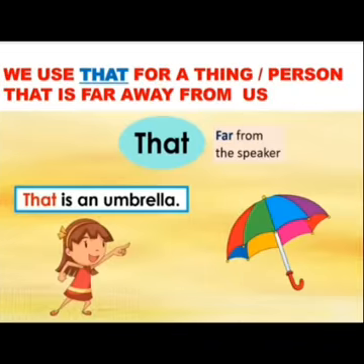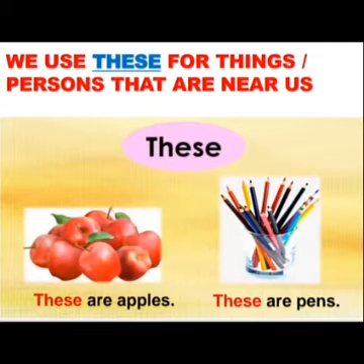Okay, we use that for a thing or a person that is far away from us. Now you can see the umbrella is far from this girl, and far from the speaker, and the speaker is the girl. So the girl is saying that is an umbrella. So again, we use the word that for the far things, and dear kids, the thing should be singular, like this is one umbrella.